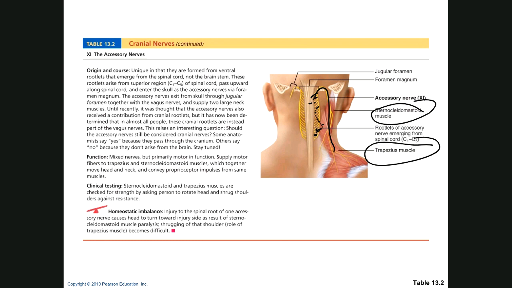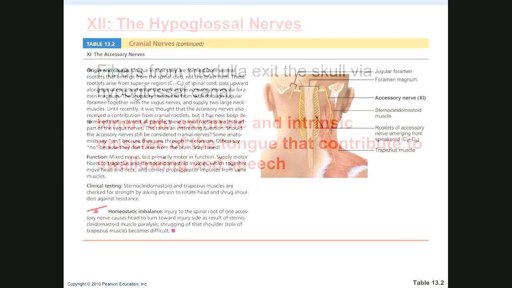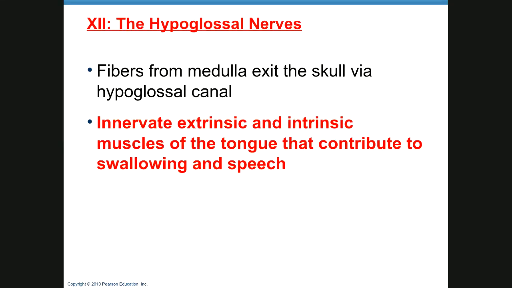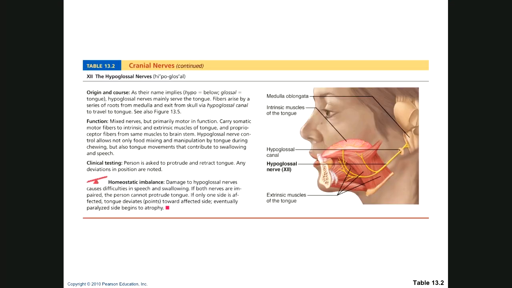The last one is number 12, which is hypoglossal. This is a motor nerve, exclusively motor. Hypo means below, glosso means tongue. So this is a nerve that is going to innervate the muscles of the tongue. You can see here, going out and innervating tongue muscles.